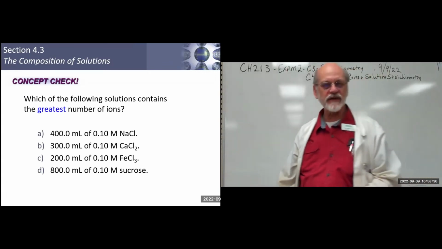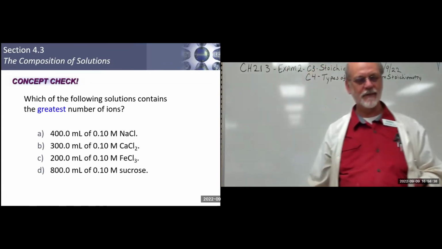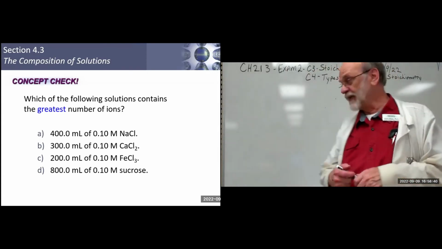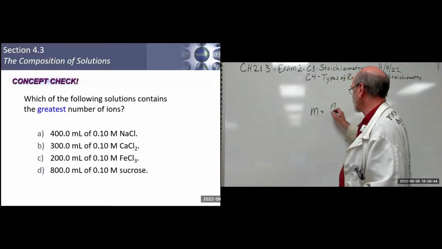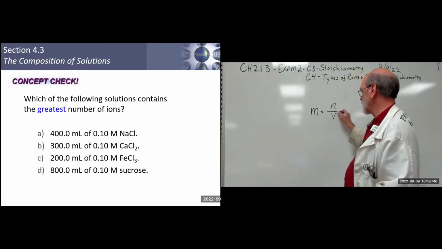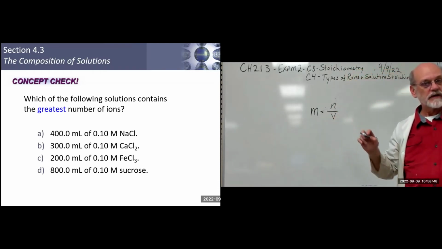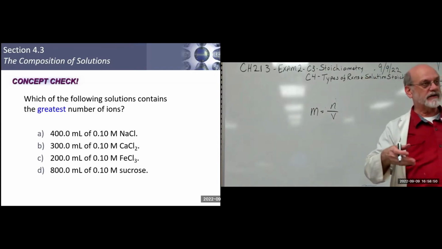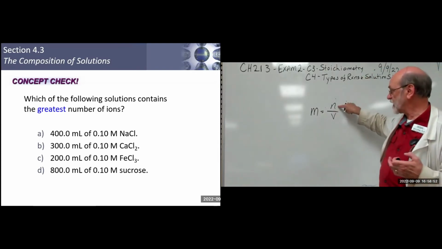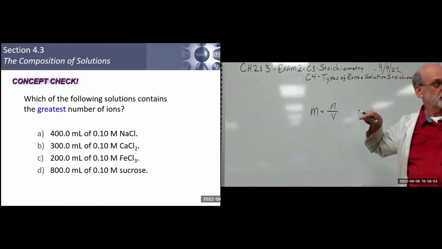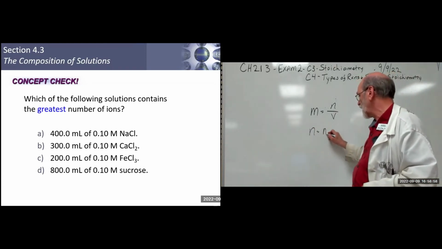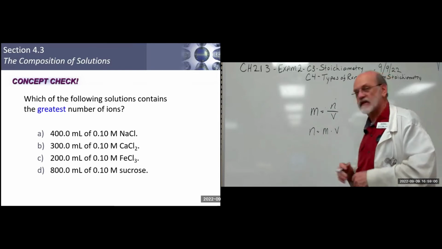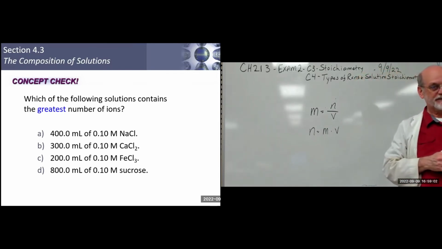Which one contains the greatest number of ions? Well, remember, molarity equals moles per liter, or unit volume. So if we're looking at the number of ions, we want to know that value right there. So we just rearrange the equation. So the number of moles equals the molarity times the volume. Okay?